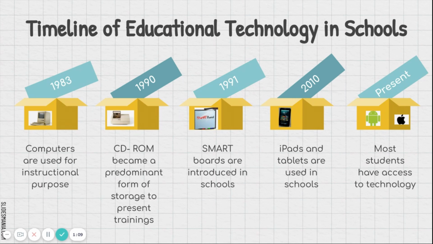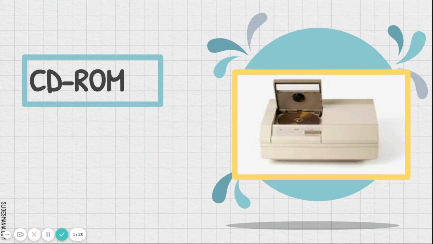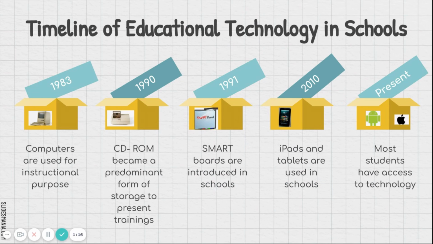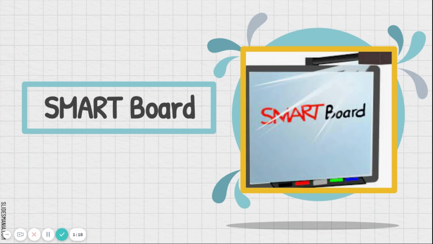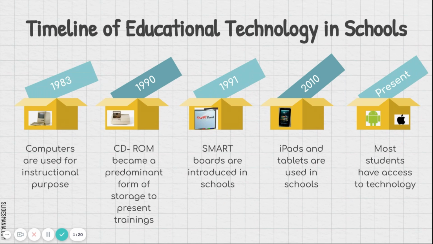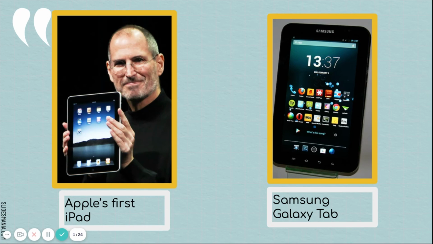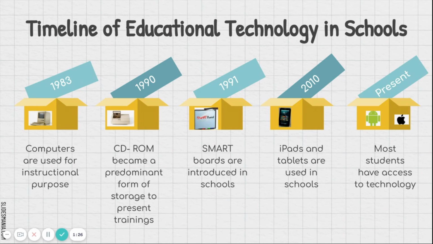In the 1990s, CD-ROMs became a predominant form of storage to present training. In 1991, smartboards are introduced in the classrooms. And 2010, iPads and tablets are used in schools. Presently, most students have access to technology. We can only assume that this trend will continue, and eventually all students will have technology in school.